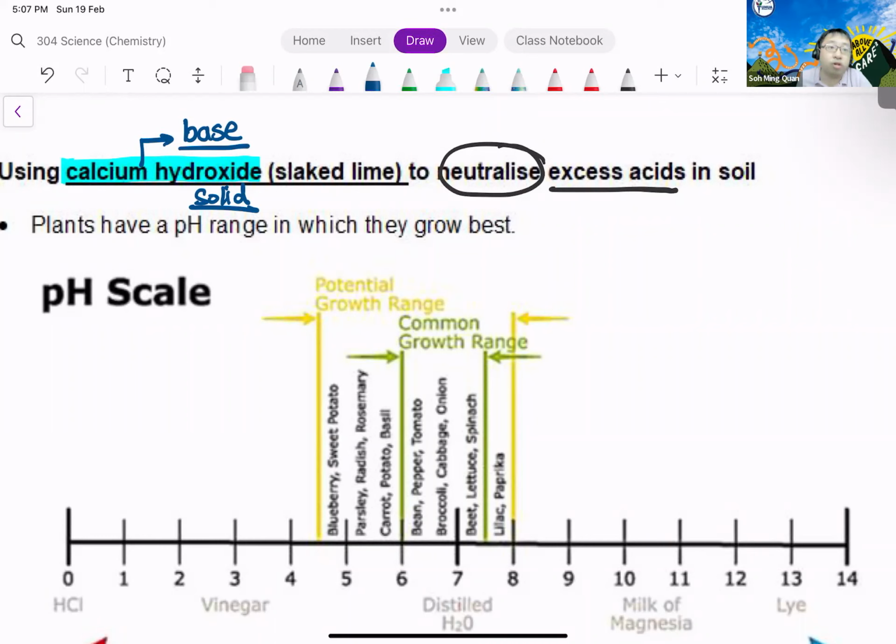If you use solution, then you just pour it into the soil, right? When the rain comes, it will just wash all your calcium hydroxide away, right? Make sense? And that's why when you grow plants, usually the fertilizer, the calcium hydroxide, we add as a solid. So that when the rain comes, it slowly dissolves and it slowly neutralizes the acids in the soil. You want it to work slowly so that it can last longer, so that you don't have to keep on adding calcium hydroxide every day. It's so troublesome, right? So typically for fertilizers as well as calcium hydroxide, we will add it as a solid. Okay?